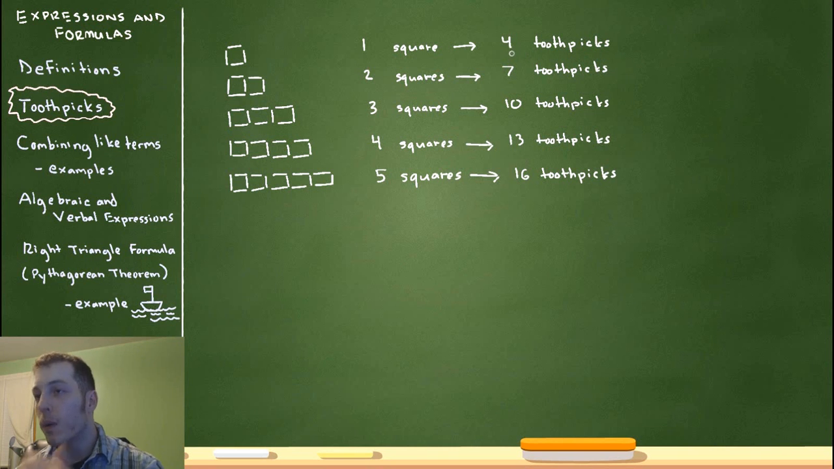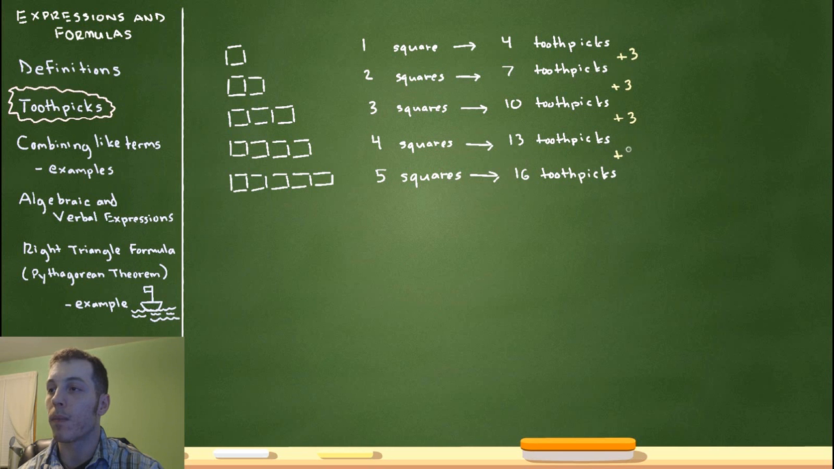But to create formulas, one thing you may want to keep in mind here is to take a look at what kind of answers you're getting here. First we get 4, then we get 7, right? That's a difference of 3 here. So we added 3, 4 to 7, and we added 3, 7 to 10. So every square we add beyond the first one, we're adding 3. Okay, so adding 3 and adding 3 and adding 3 and so forth. So, that may help out with the formula. So, the total number of toothpicks.